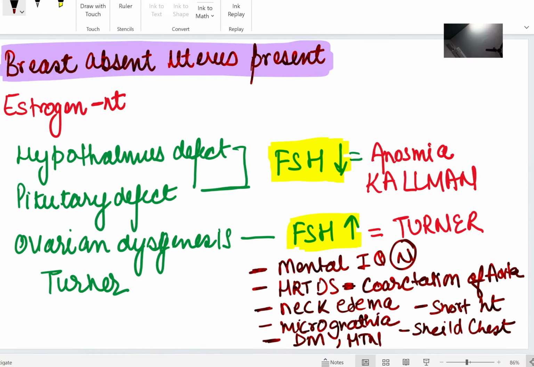Okay, now the last case. The last case of primary amenorrhea, where breast is absent and uterus is present. Then what can we do? If the breast is absent, then the estrogen is absent. It means that either it is ovarian failure or it is hypothalamic pituitary failure.